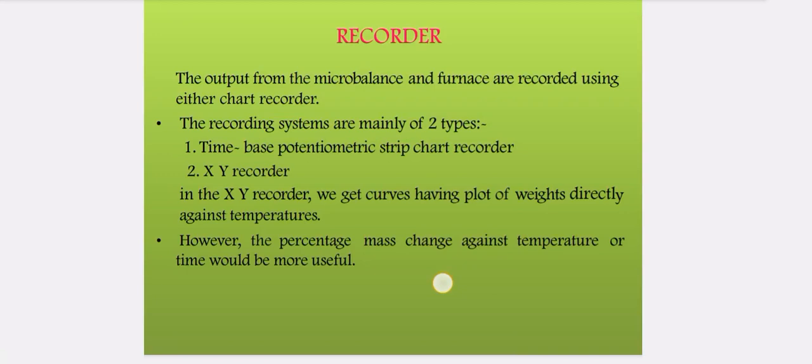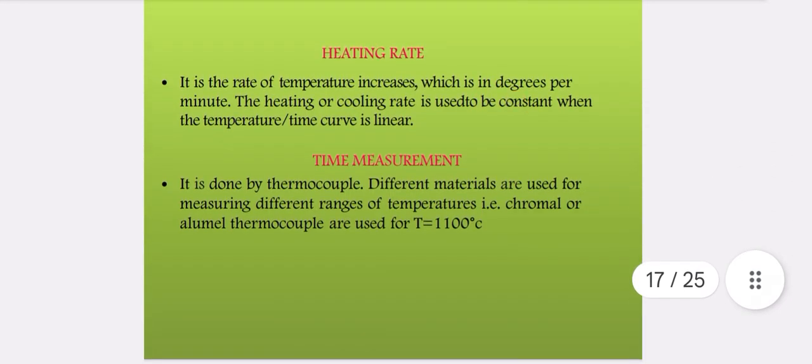Next is heating rate. It is the rate of temperature increase, in degrees per minute. The heating or cooling rate is constant when the temperature-time curve is linear. Next, temperature measurement. It is done by thermocouple. Different materials are used for measuring different ranges of temperature. For example, chromel thermocouples are used for temperatures up to 1100 degrees Celsius.